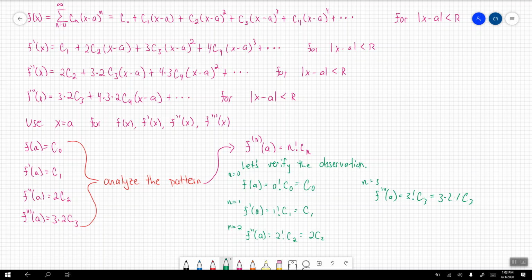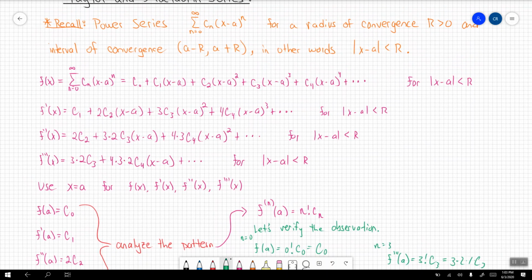So why am I looking for this pattern, right? What was the whole process for this, or why do I care? Well, the reason why I care is actually right up here. Look at the original formula. The original formula for the power series.